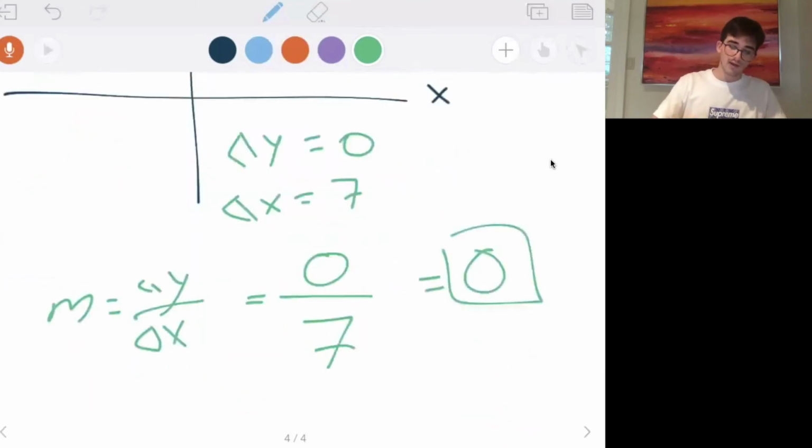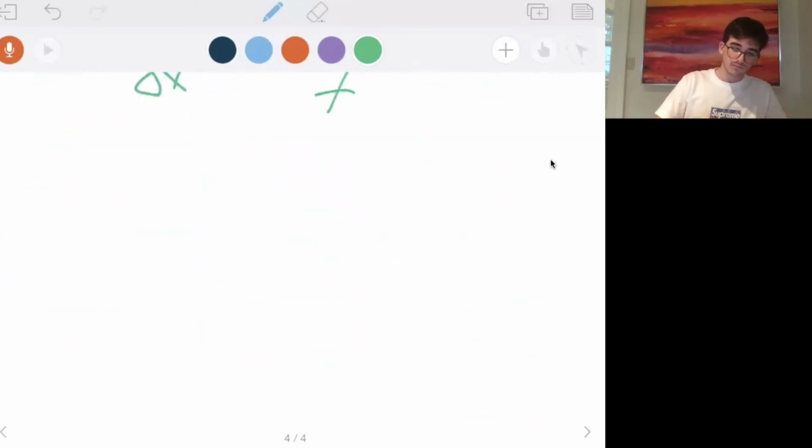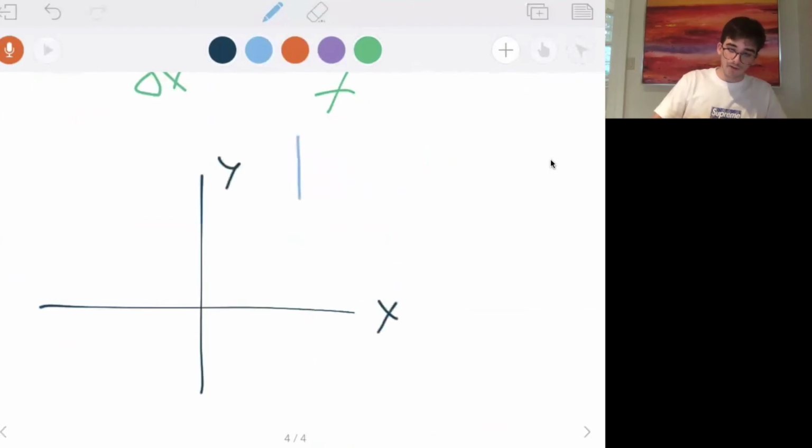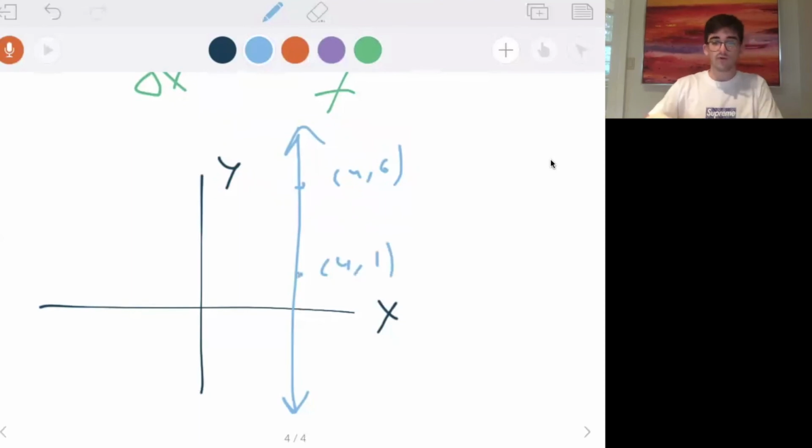Okay, now let's try a vertical line. Again, we have our x and y axes, and let's just put the line right here. As we said before, you need 2 points in order to define the slope, so I'll come up with them now. Let's call this (4, 6), and this will be (4, 1). I missed a little bit. All right, (4, 6) and (4, 1).